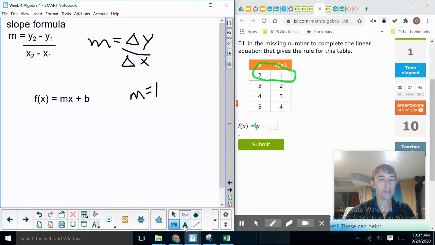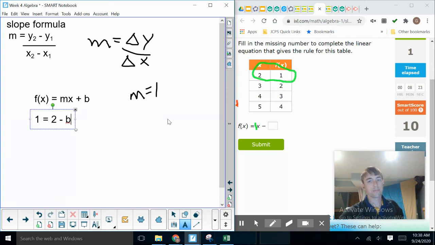We're going to copy our equation, but substitute for what we know. So what does f of x equal? Well, we're going to choose 1 for f of x. So 1 equals m, m is 1, I'm not going to copy 1. x is 2. And then we finish with minus b. 2 minus b, because we want to know what is b. And so now we need to solve for b. What is this number?